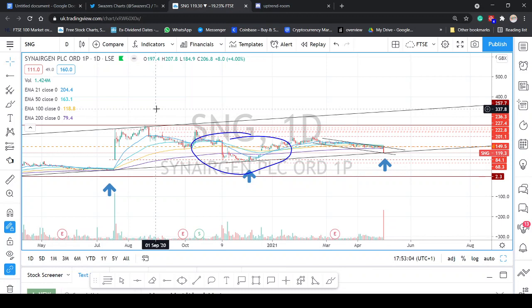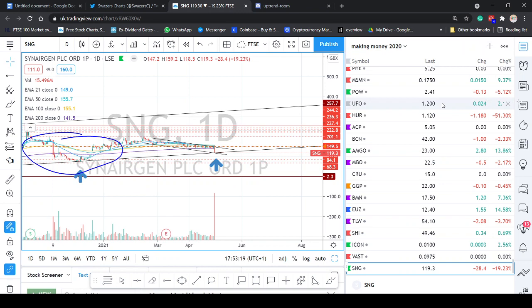All right, so that's SNG. Let's see what happens when the market opens tomorrow with SNG, and let's see where the buyers or the sellers and the market makers want to take price action. What else should we have a look at?